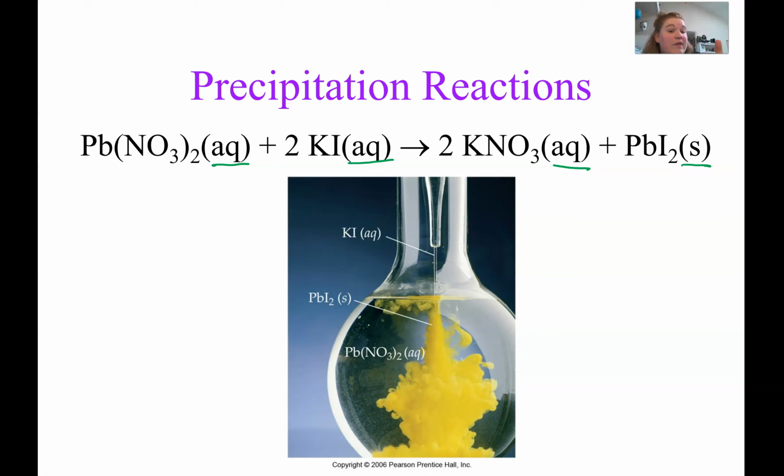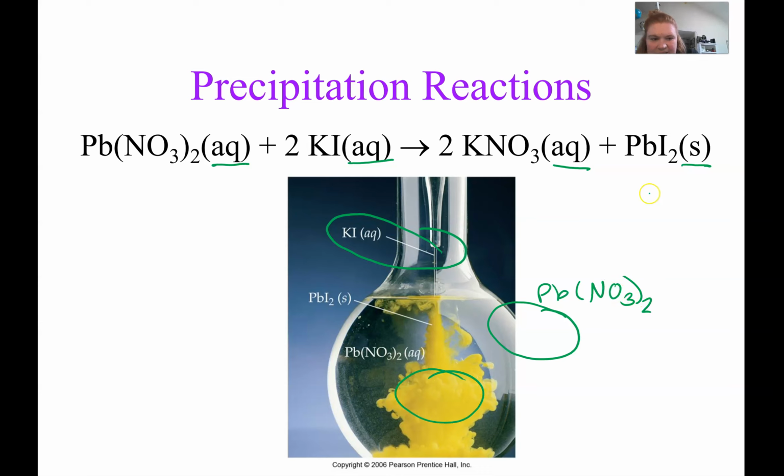It doesn't matter what order the chemicals are written in on either side of the equation. It just matters that the reactants are on the left and the products are on the right. In our picture here, we can see our potassium iodide adding to this clear colorless liquid, this lead nitrate. When they react together, we get this yellow solid, this lead iodide solid, and then the potassium nitrate is just forming as a result.